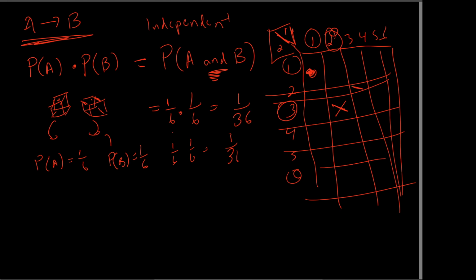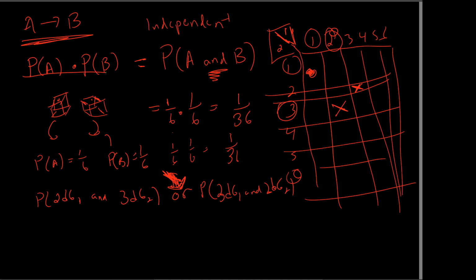I could have this space here, and that would be the probability of rolling a 2 on d6 number 1 and a 3 on d6 number 2, or the probability of a 3 on d6 number 1 and a 2 on d6 number 2. And we're going to have to make up something to deal with the "or". But for right now, independent events do that.